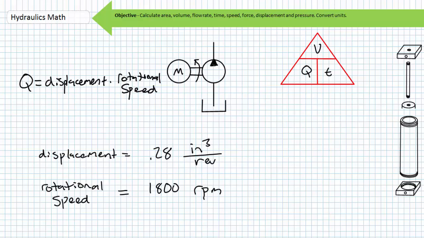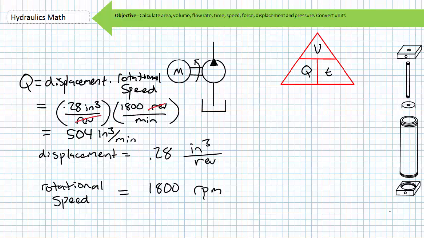If we multiply displacement per revolution times rotational speed, the units of revolution cancel out, and we're left with a flow rate of 504 cubic inches per minute. If we want to convert this to gallons per minute, we'd have to do a unit conversion, where 504 cubic inches per minute is equal to approximately 2.18 gallons per minute.